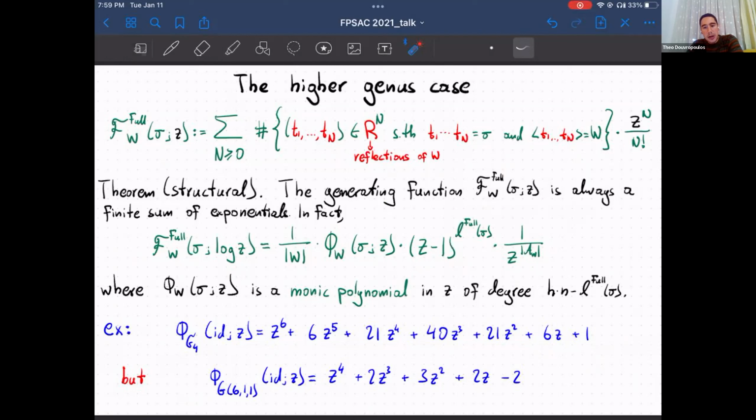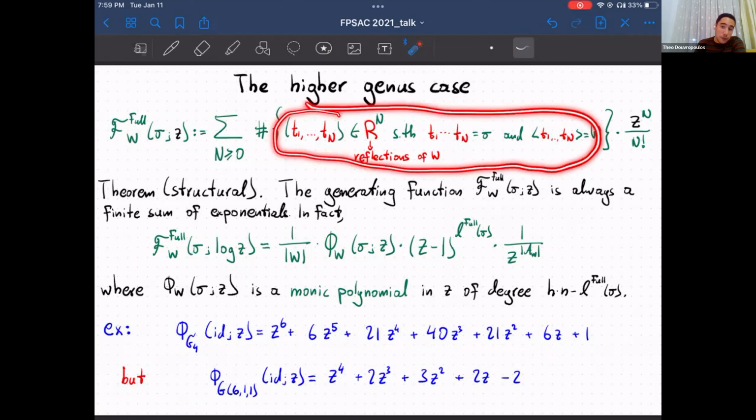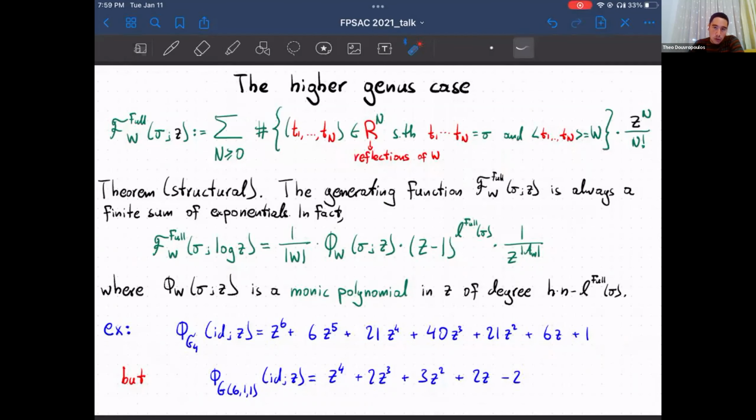So we don't have formulas, but we have observed a really good structure for the generating functions. So here we have the generating function where we take arbitrary length full factorizations of a fixed permutation. So, the generating function is with respect to the number of factors. We're not changing the group at all. This is an important distinction to previous work. And it turns out that these generating functions always have nice formulas, nice expressions. They're always a finite sum of exponentials.